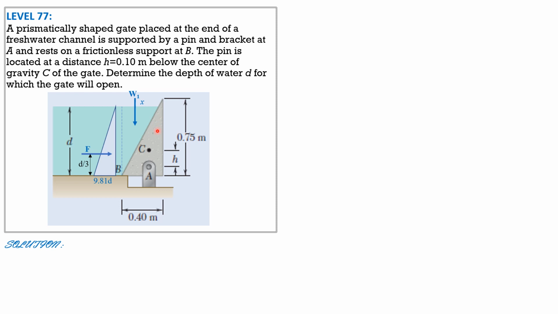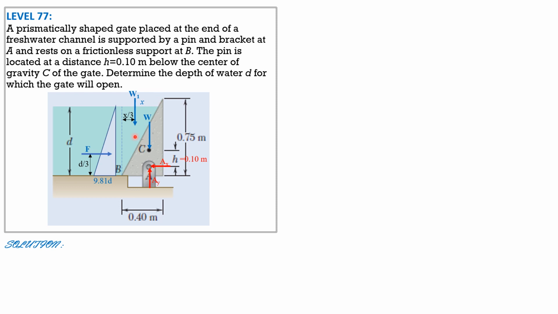Let's just call it d later, or you can assume 1. So this distance is 1/3 of x, and we have the weight of the gate which passes through C and through A. So these are the expected reactions, AY upward and AX to the left. So this is point 1 given.